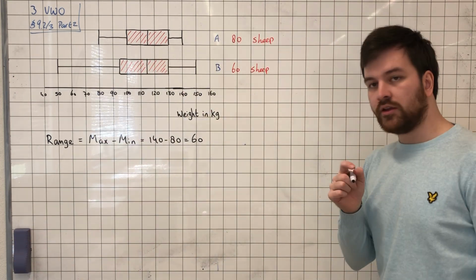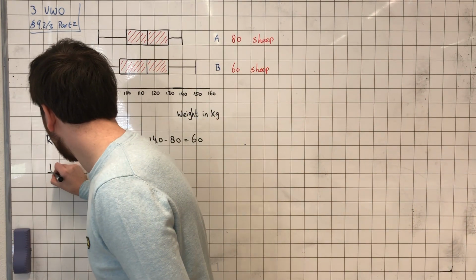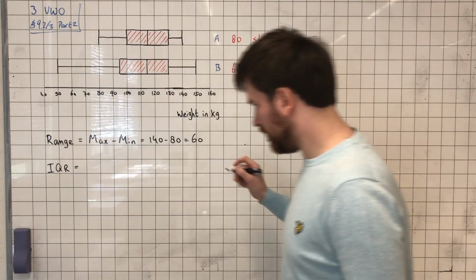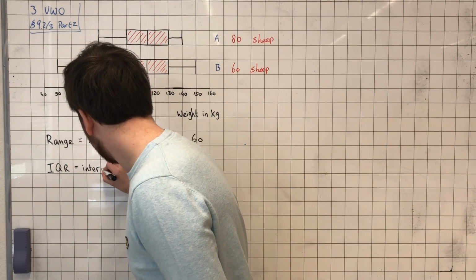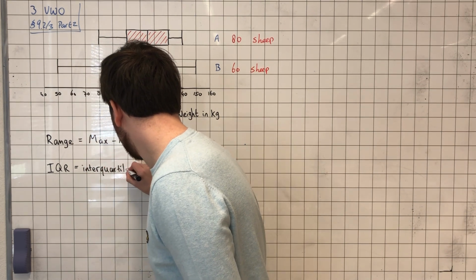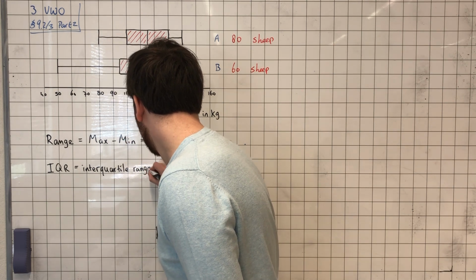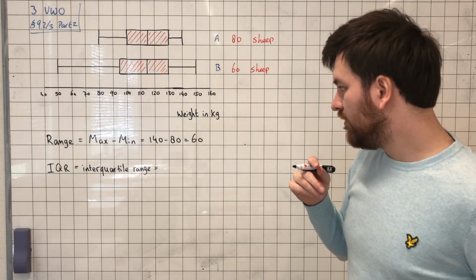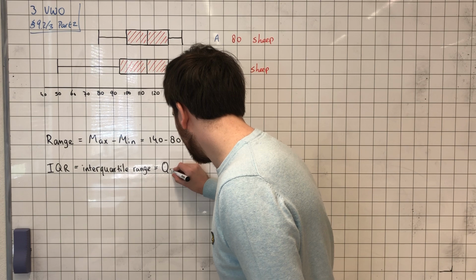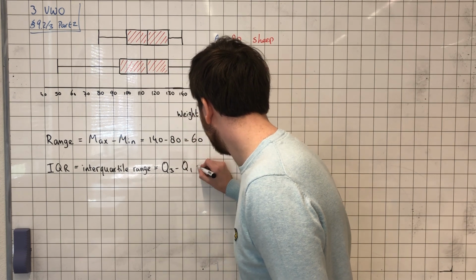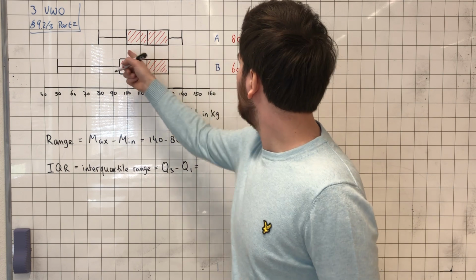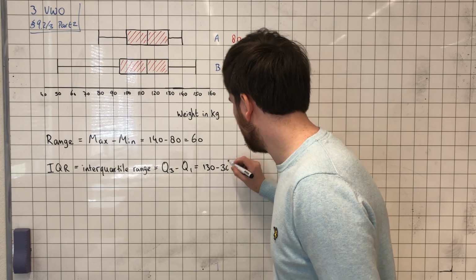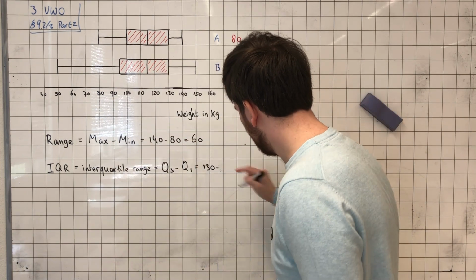Then the other measure of dispersion is called the IQR. That's an abbreviation for interquartile range, which is basically the question, how big is the box in the middle? And if you want to calculate it, you can use Q3 minus Q1. So for the first one, it's 130 minus 100, which is 30.